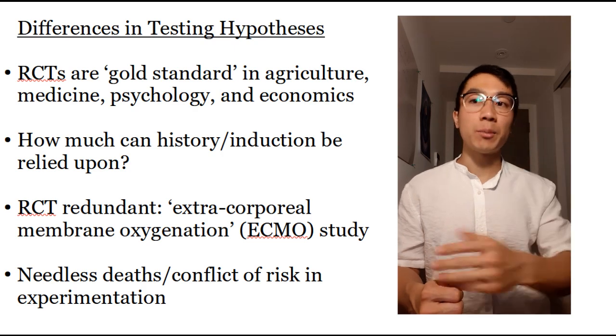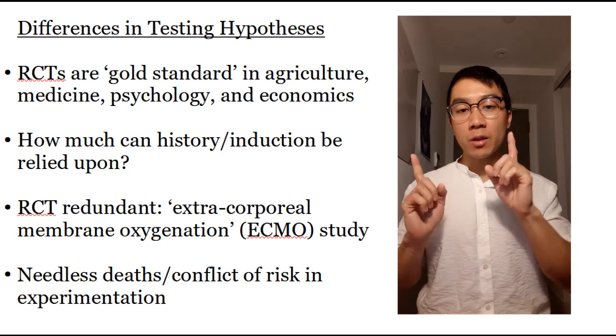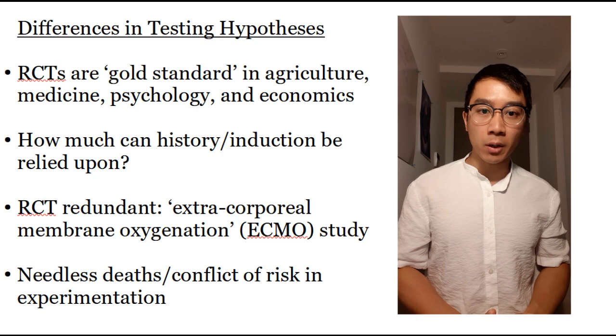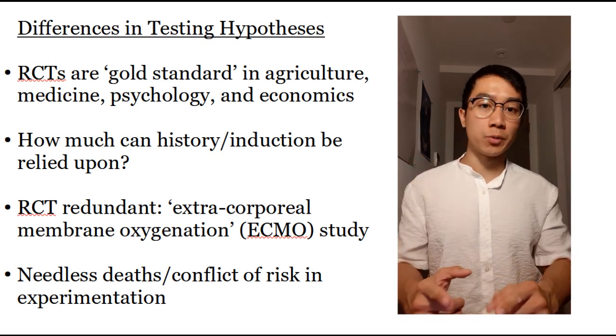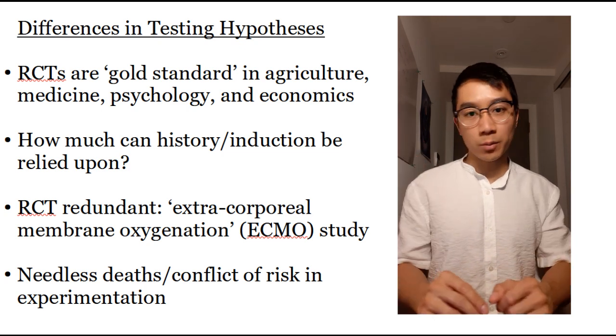Suppose you didn't have a randomized control trial. There was neither randomization nor a control group. Then how can you say that it was the intervention that caused the effect you observed, as opposed to some other confounding background variable?